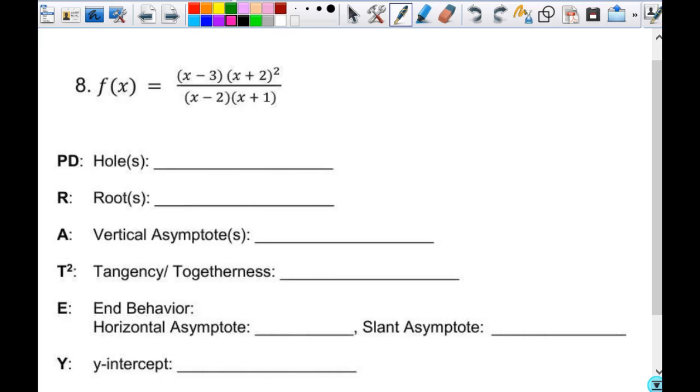Number 8. This is an interesting one. This is a really, really good one. So it's all factored in the numerator for me, so that's good. So I look for holes. Is there anything that I can cancel out? And the answer to that is no, so it's none. My roots, I have them at -2 and 3. And then my vertical asymptotes, I have those at x equals -1 and x equals 2.